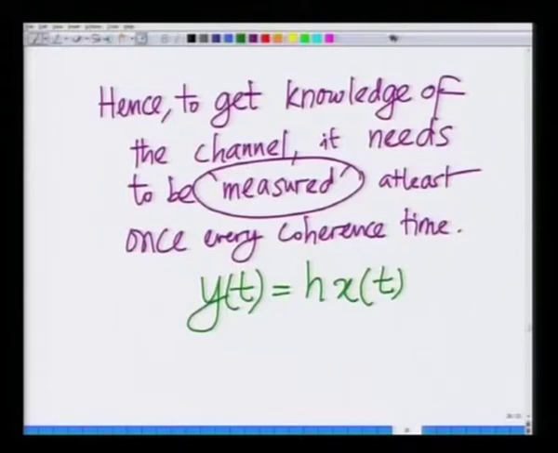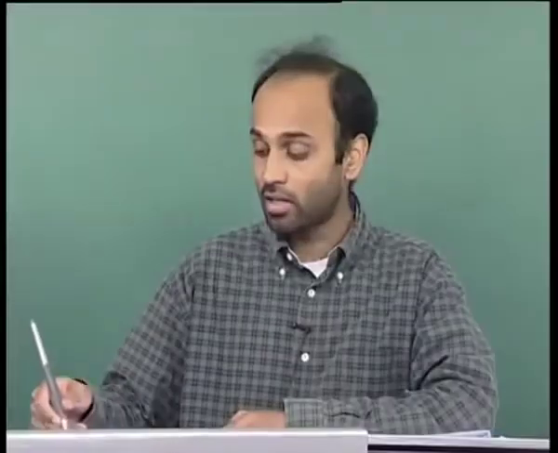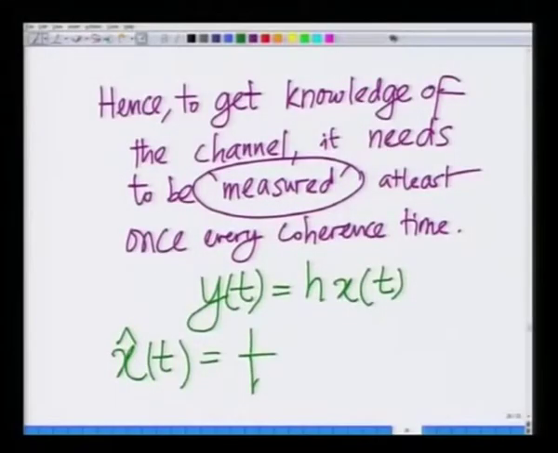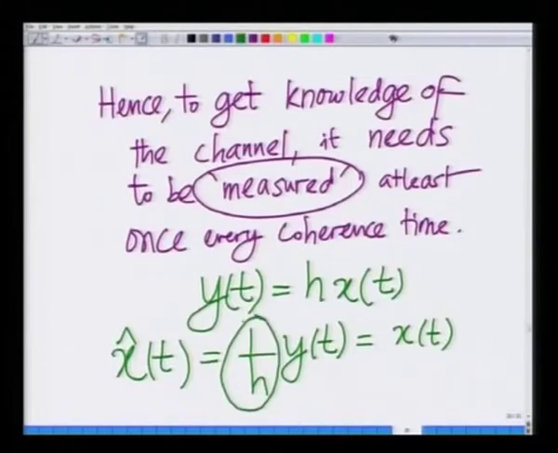Now, if I want to recover the transmitted signal x(t) at the receiver, that is, if I want to recover x hat of t, what do I need to do? I need to take y(t), the received signal, and divide it by h, which means x hat of t is 1 over h times y(t). Here I am multiplying by 1 over h, which is also known as channel inversion. So, I am inverting the channel.